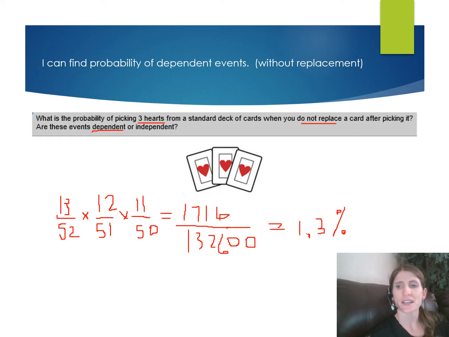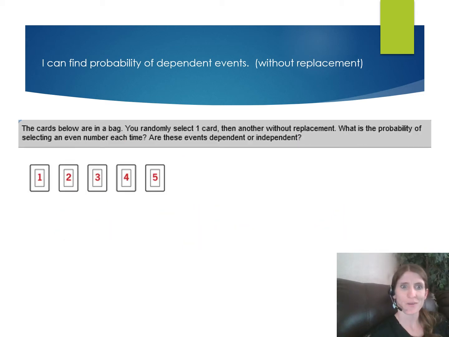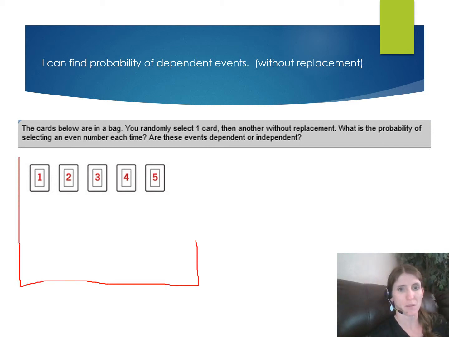All right, let's do another one. The cards below are in a bag. So think about these being in a bag, right? So here's my big brown paper bag. You randomly select one card, then another without replacing it. So we're going to take a card out, leave it out on the counter, then we're going to pick another one out. What is the probability of selecting an even number each time?